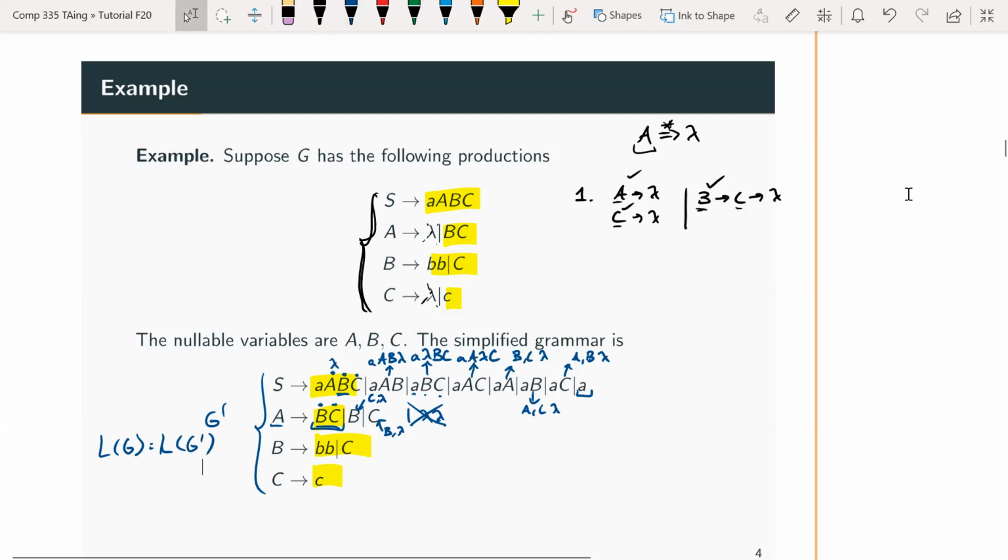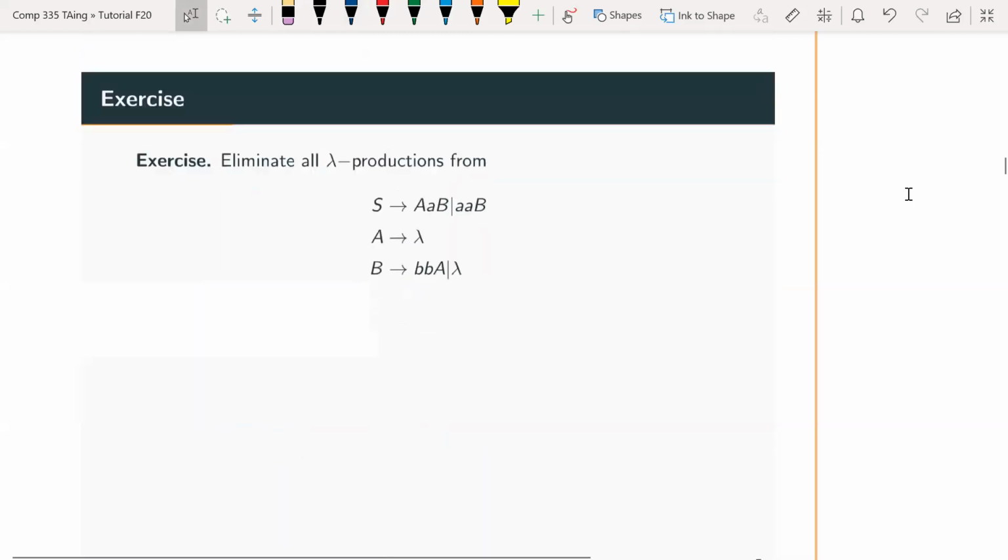Okay, just to make sure that's clear, let's do an exercise. I don't expect this to be super difficult, so I'll give you maybe 30, 45 seconds as usual. And we'll look at the solution to that together.